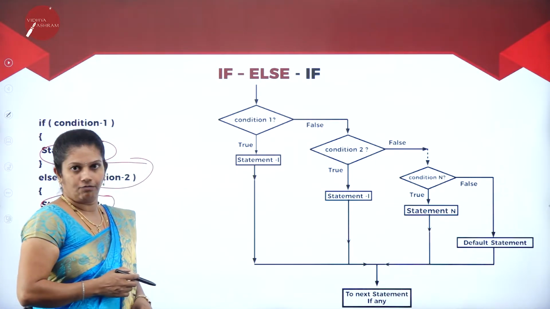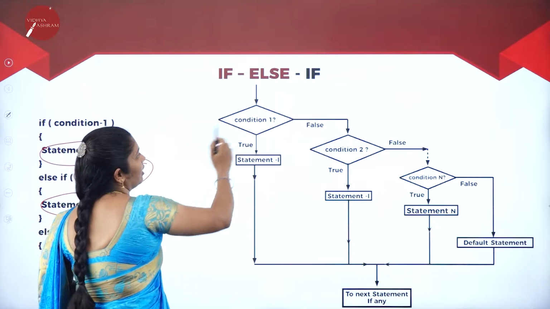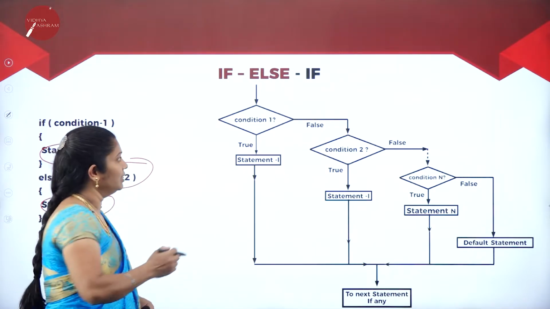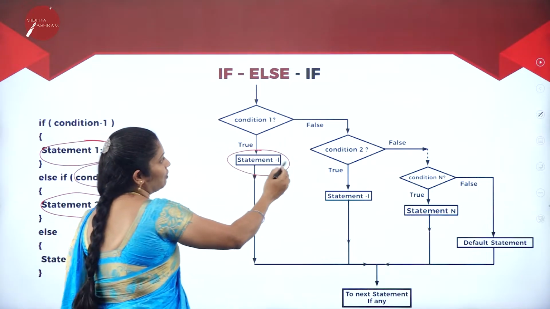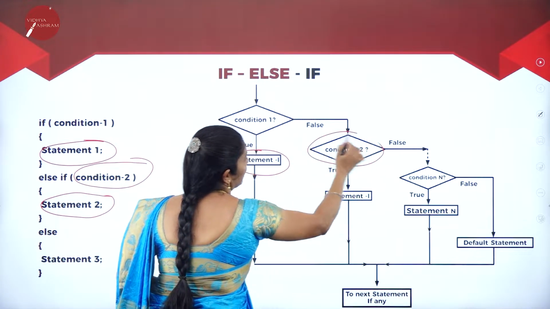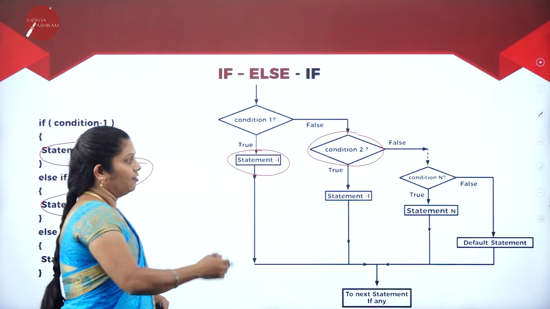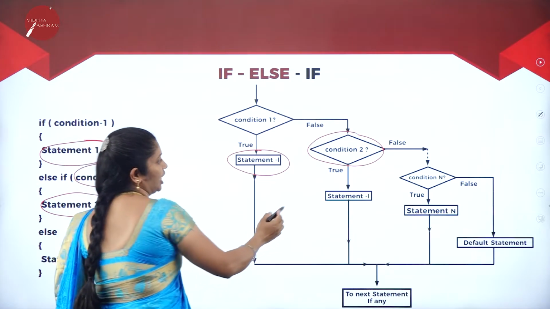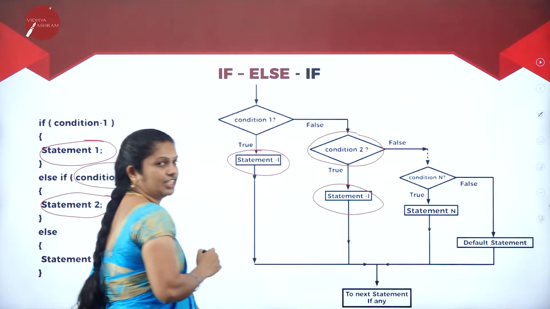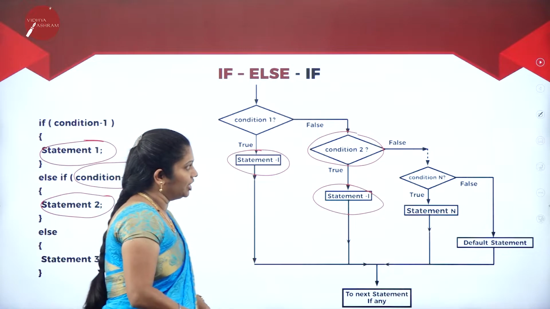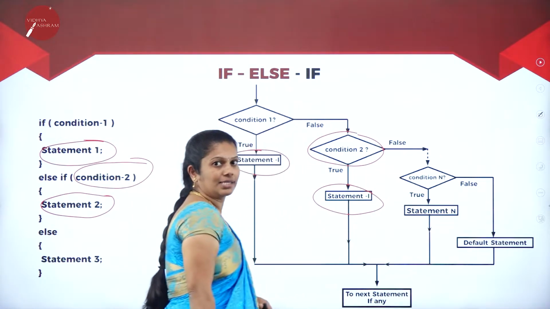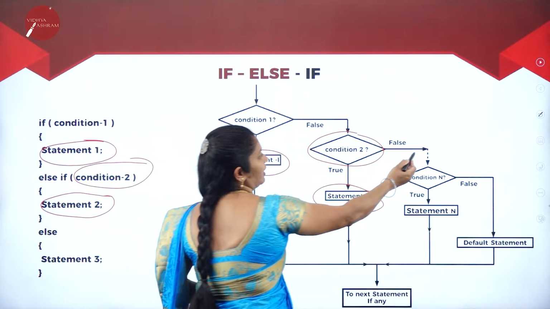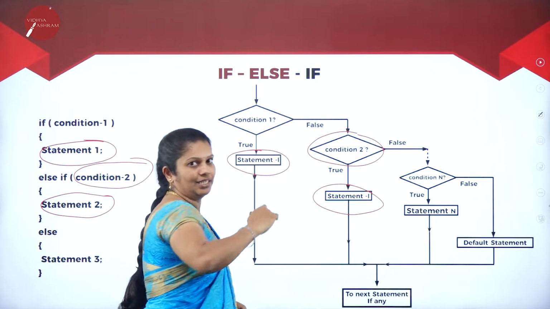If you observe the flow chart, first the if condition, the first condition. If it is true, then statement 1 will execute. If it is false, then it will check the second condition. If the second condition is true, then the next statement will execute. If the second condition is also not satisfied, it will move on up to the last condition. See here, we have written last up to n. Till that it will move.